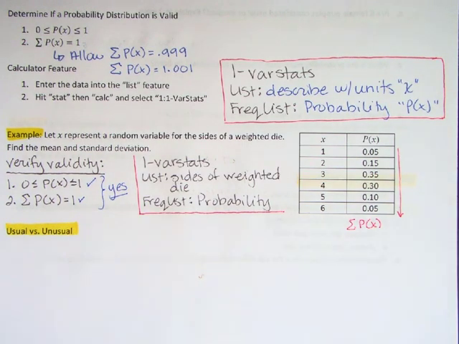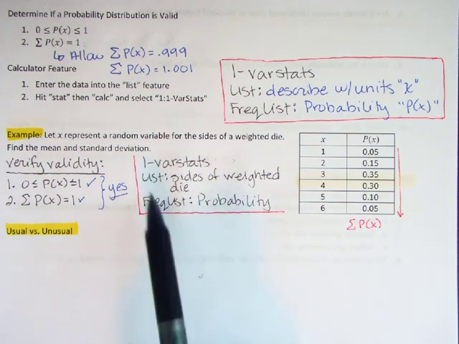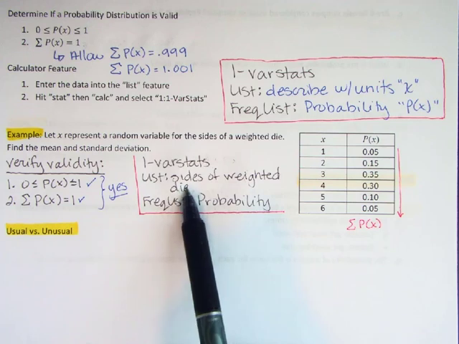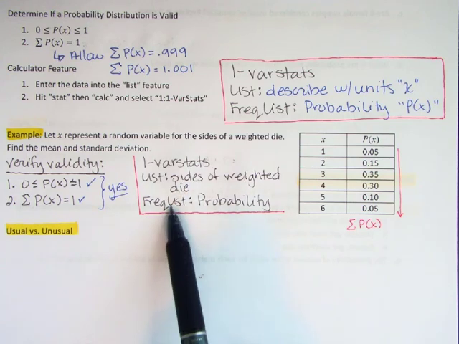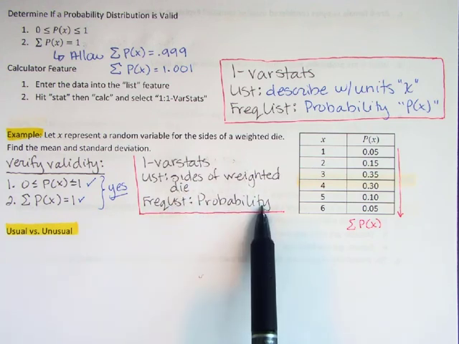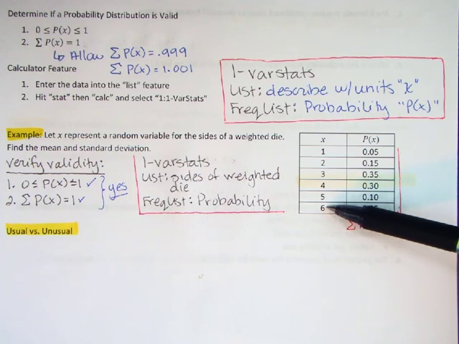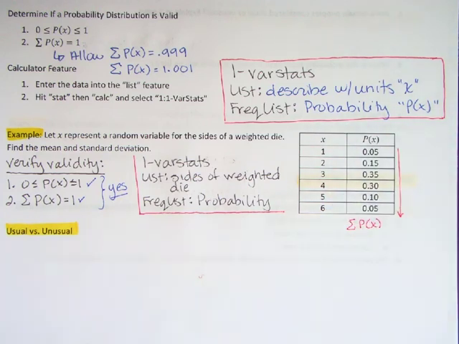Using my 1VAR calculator feature, in the list, I'm going to enter the column that is the sides of the weighted die, and in the FREQ list, the probability of each of those happening. The only values we have are 1 through 6 because we have only 6 sides of the die. So the values for x represent all of the possibilities for all of the outcomes of this potential scenario or this procedure of rolling the die.